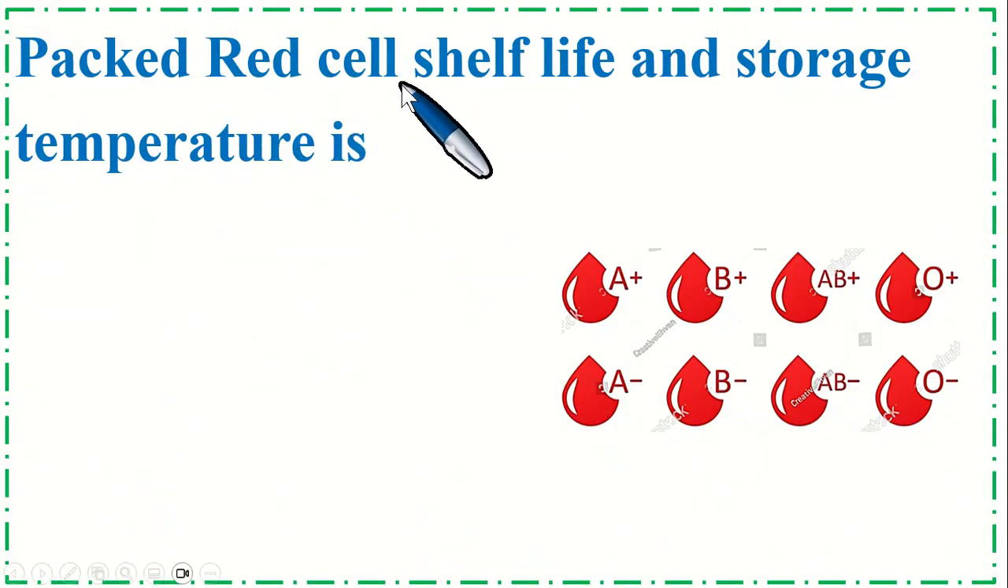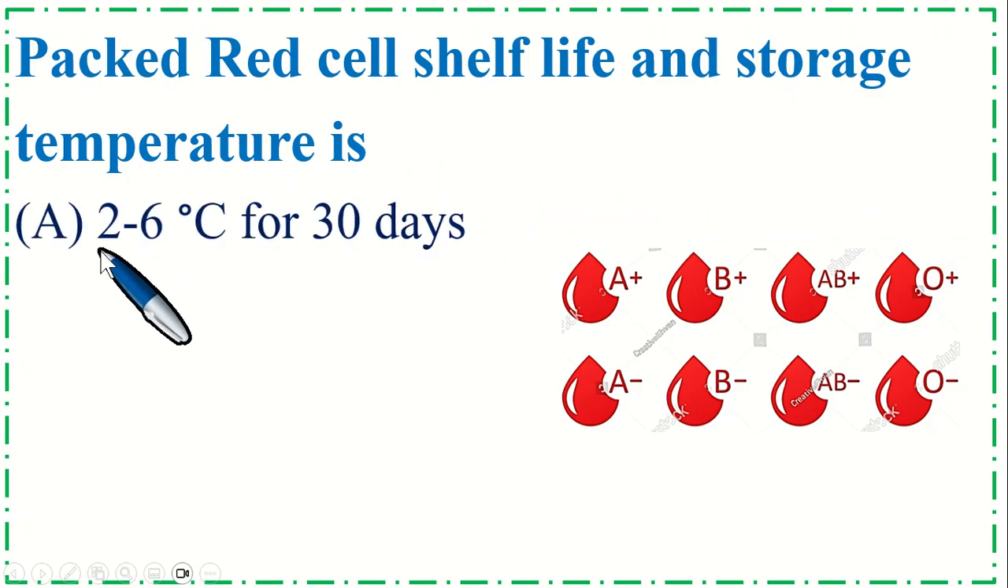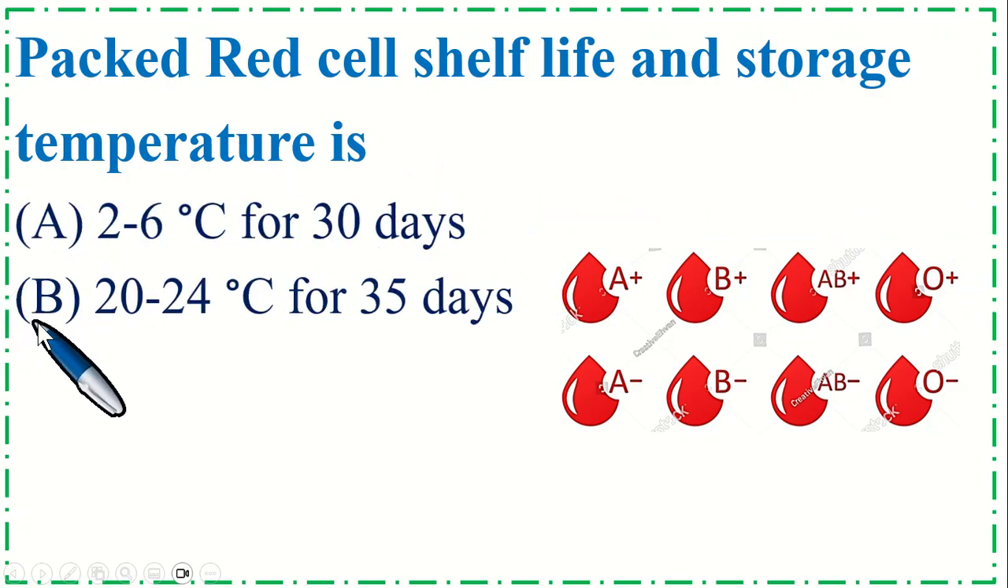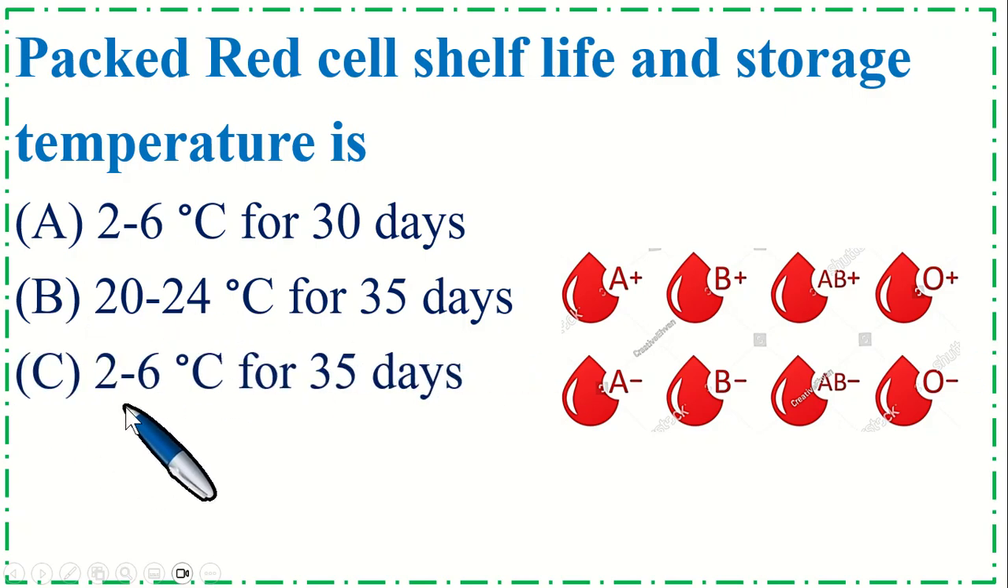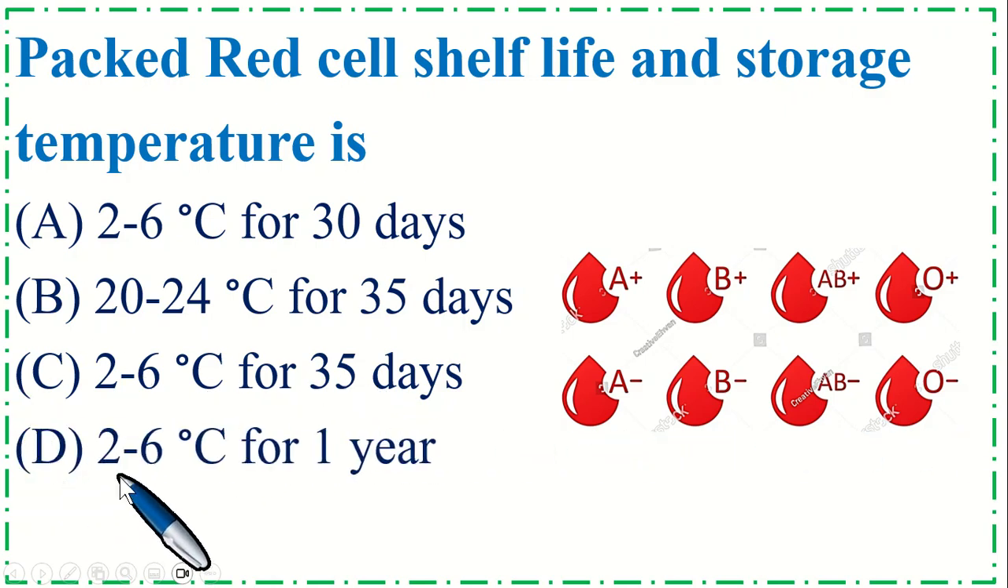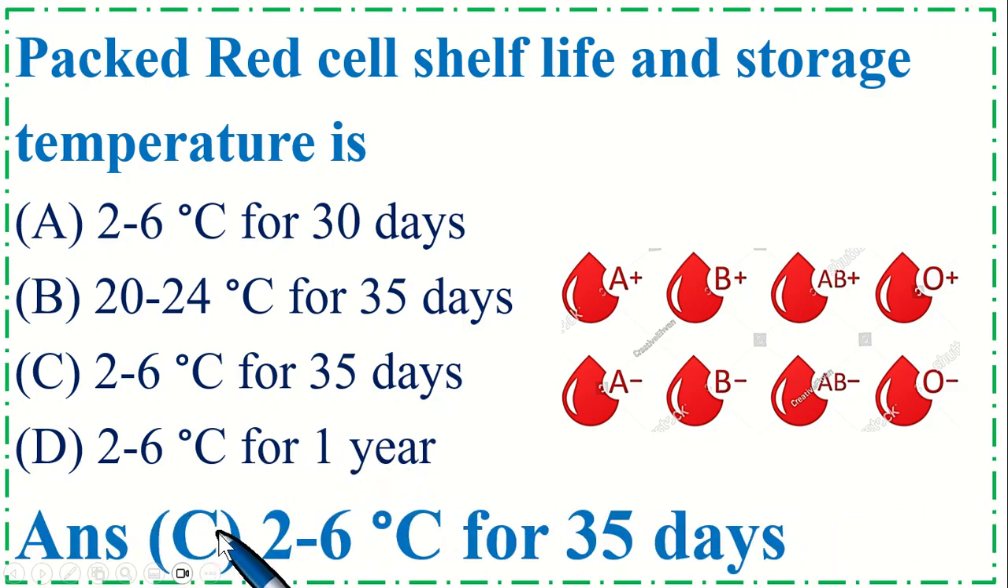Packed red cell shelf life and storage temperature is option A 2 to 6 degrees centigrade for 30 days, option B 20 to 24 degrees centigrade for 35 days, C 2 to 6 degrees centigrade for 35 days, and option D 2 to 6 degrees centigrade for 1 year. So the correct option is C 2 to 6 degrees centigrade for 35 days.